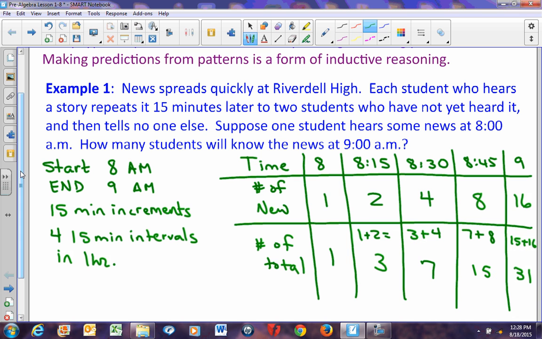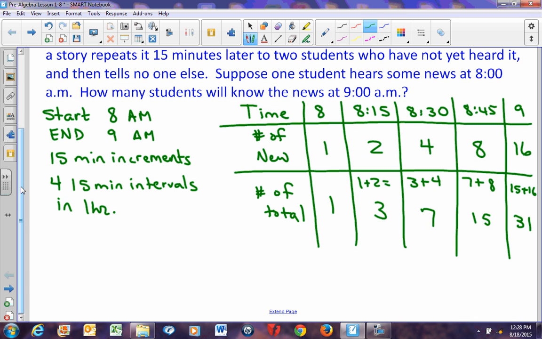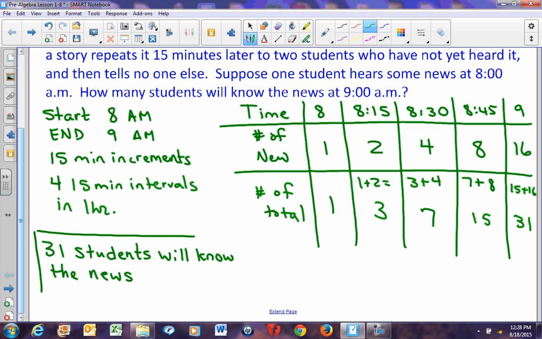So in 1 hour, 31 students know the story. So how many students will know the news at 9 a.m.? 31 students will know the news. And this is just one way of setting up this problem. I'm an organizer freak, so I like things neat and tidy and organized. So this table was one nice and neat way of doing it. But it's not the only way.